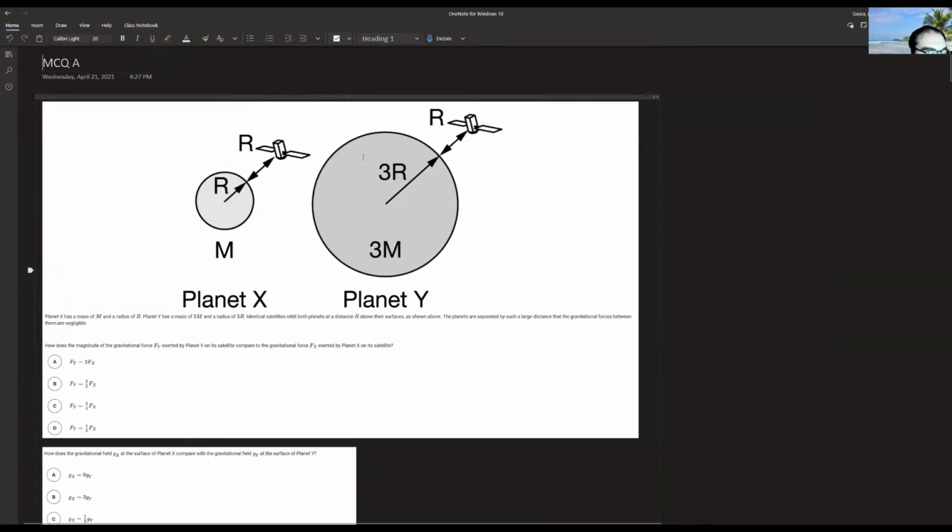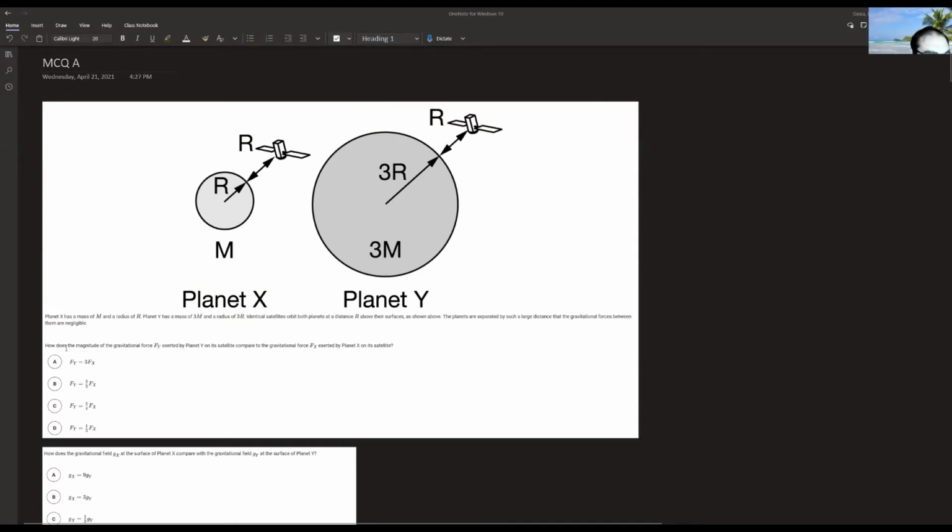Planet X has a mass of big M and a radius r. Planet Y has a mass of 3m and a radius of 3r. Identical satellites orbit both planets at a distance r above their surfaces. The planets are separated by such a large distance that the gravitational forces between them is negligible. So here they've drawn these two planets next to each other, but they're not necessarily next to each other.